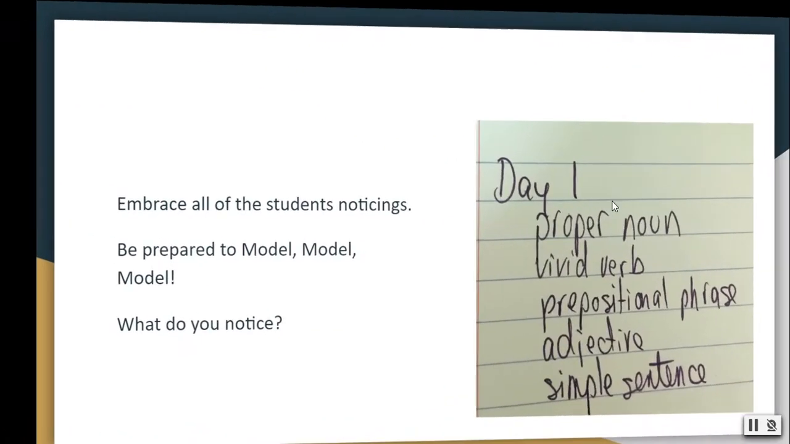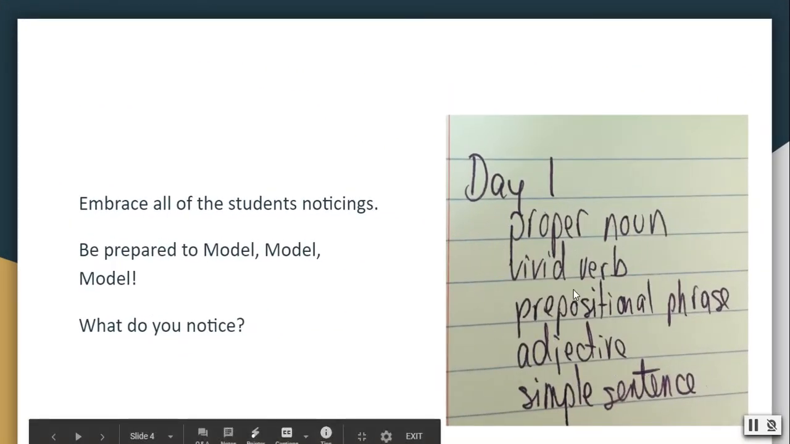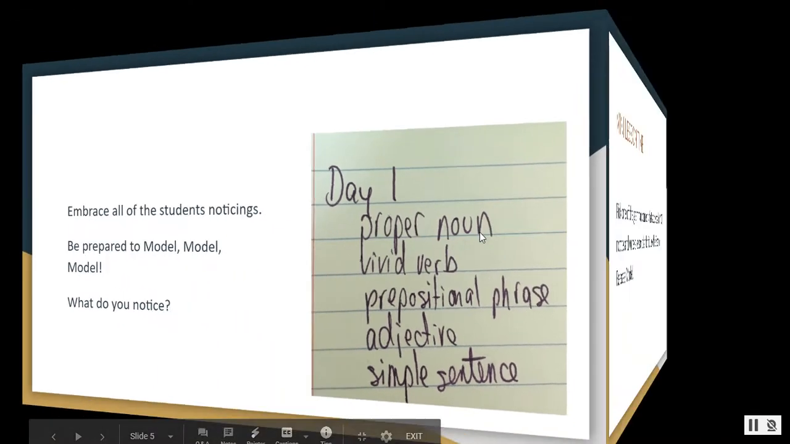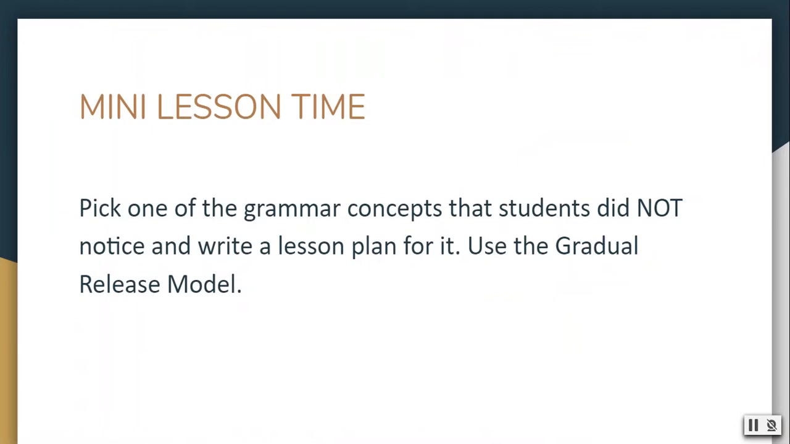So basically, while they're noticing parts of the sentence, look for what they're not noticing, and that is a great place for you to have a mini lesson. Clearly, we don't have real students to practice with, so you're just going to have to pick one of the grammar concepts students did not notice and write a lesson plan for it. Use the gradual release model. Using the same lesson plan format we've been using all semester, I want you to write a grammar lesson. This time, use the same mentor text that you used for Module 2, if you still have access to it.